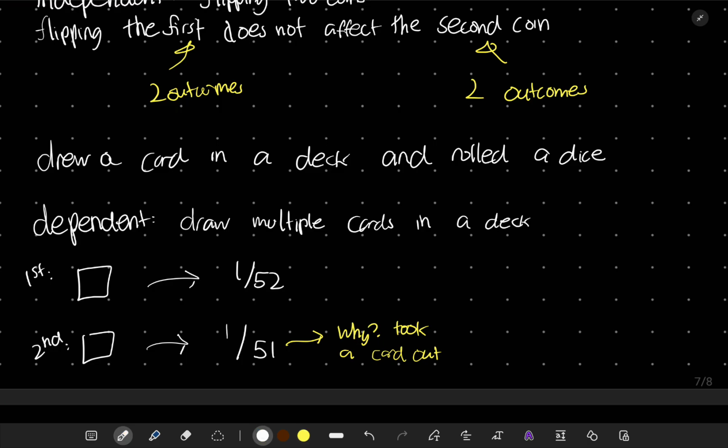Heck, if I even did the third card, the probability of me getting that is still 1, but now it's become 50. I took another card out. And then for the fourth one, it's going to end up being 1 over 49. So we can see that the probabilities are different from one another, because when we take one card out, it does affect the next card.